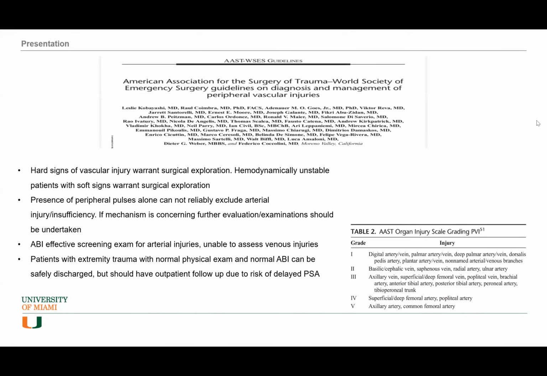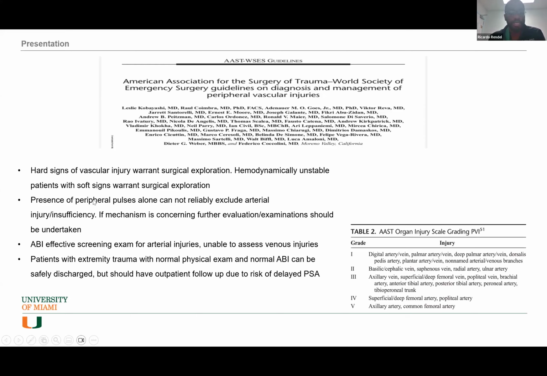I agree. And then I have some educational slides here. These are from the AAST guidelines. I think 2021 they published this. Their injury grading scale, this patient would have had a grade 3 injury. But like we discussed, hard signs warrant surgical exploration. Any hemodynamically unstable patient with soft signs also warrants exploration.